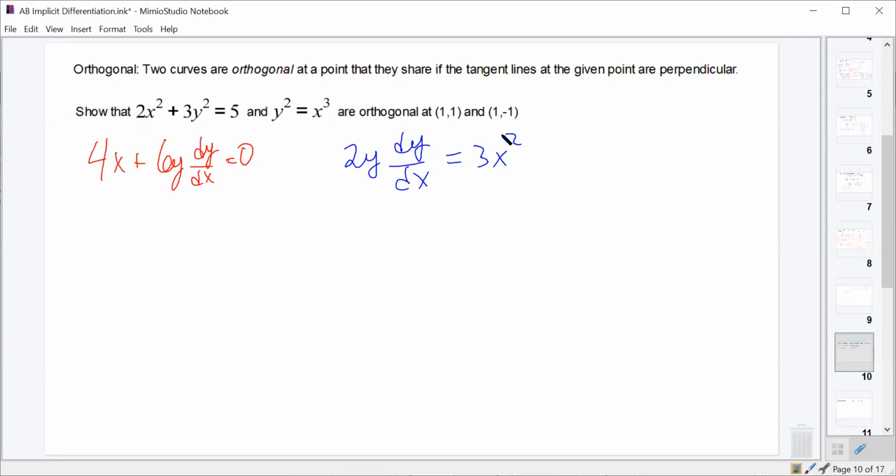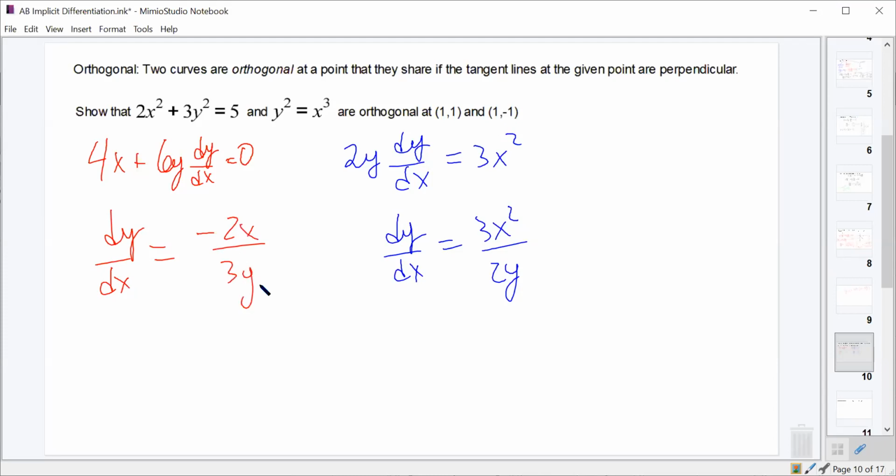All right. Then we simplify dy/dx. The one in blue should be 3x squared over 2y. And on the right-hand side, dy/dx should be negative 4x over 6y, or negative 2x over 3y. Good or no?